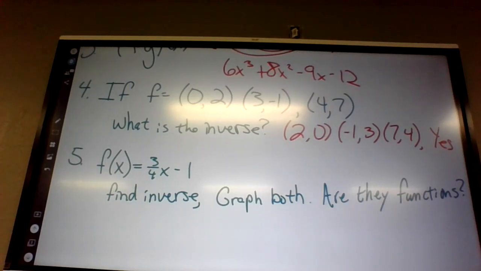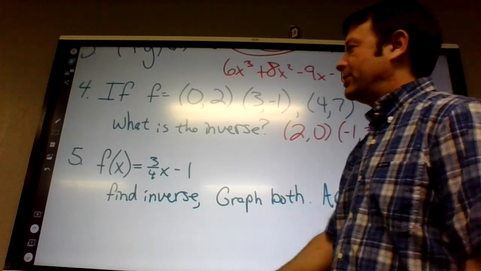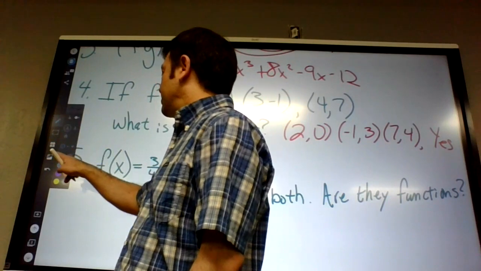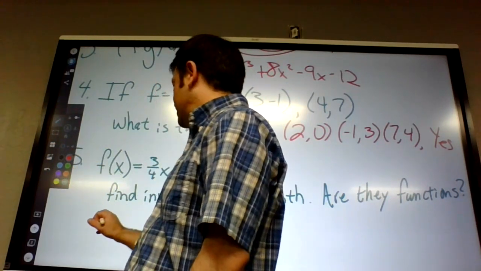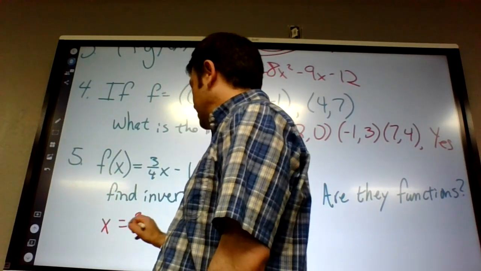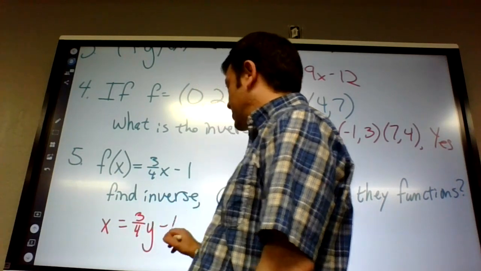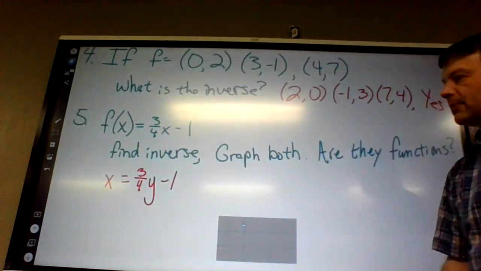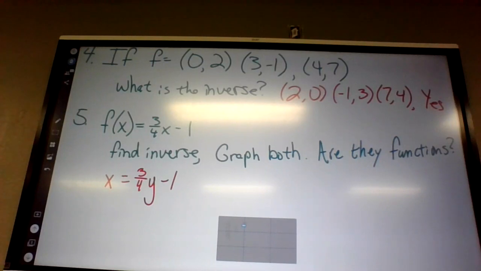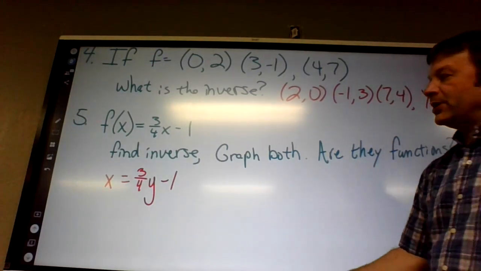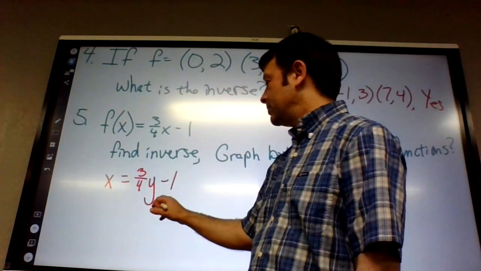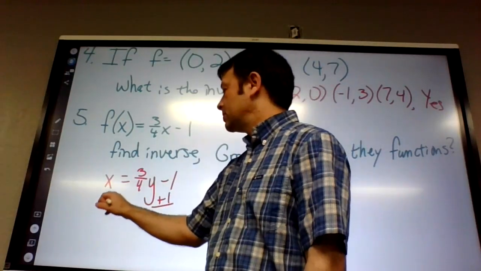Okay, how do we find inverses? Switch the x and the y value. So the f of x is like the y, so I'm going to turn it into the x. And the x turns into a y. Okay, and then we solve this for y. How do I get y by itself? Plus 1.